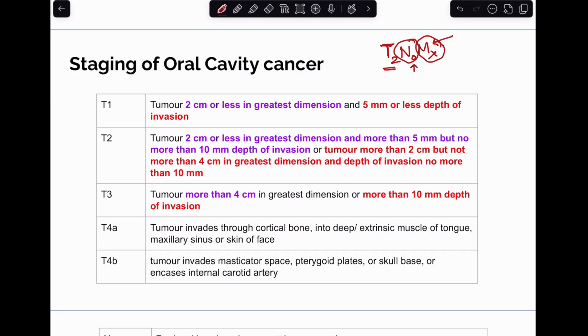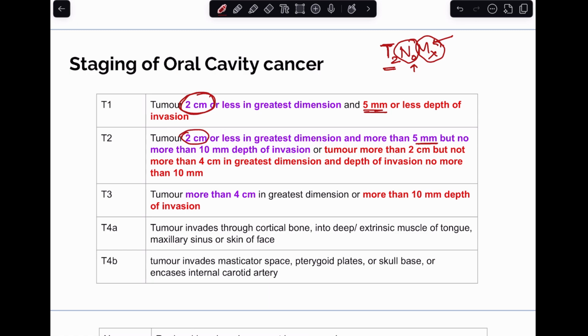Now let's discuss the T staging. Starting with the T staging, T1 is when the tumor is 2 cm or less in greatest dimension and 5 mm or less depth of invasion. T2 is when it is 2 cm or less in greatest dimension and more than 5 mm but no more than 10 mm of depth of invasion.